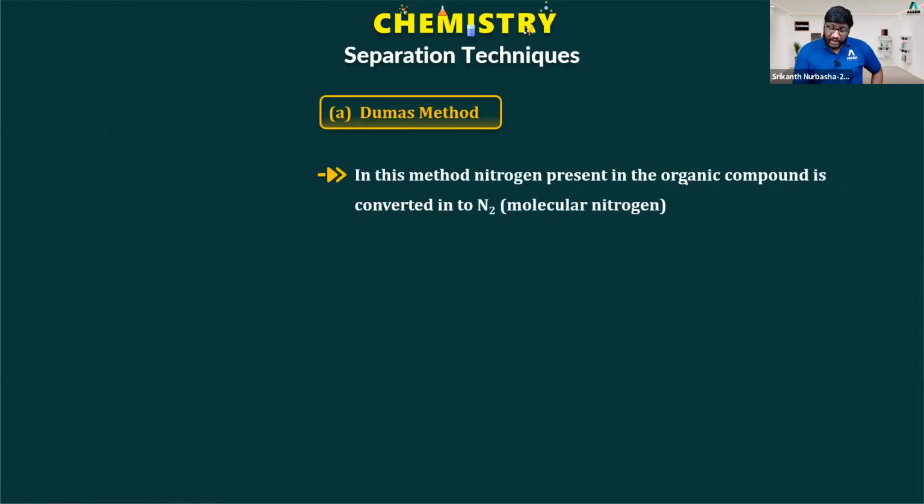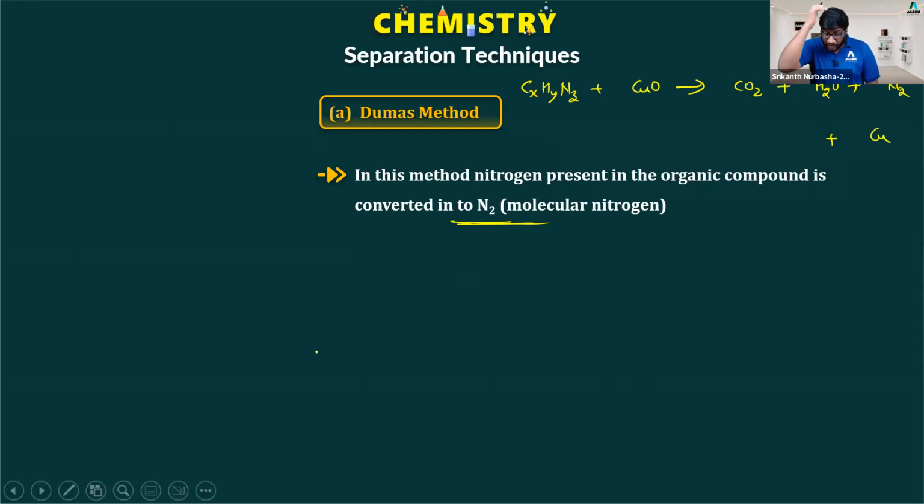In this method, nitrogen present in the organic compound is converted to N2, molecular nitrogen. What is the formula we have? CxHyNz. We are treating this with CuO. Carbon is going to be evolved in the form of carbon dioxide. Hydrogen will be evolved in the form of H2O. Nitrogen is evolved in the form of N2 gas. And the copper is released out. Try to balance this equation.